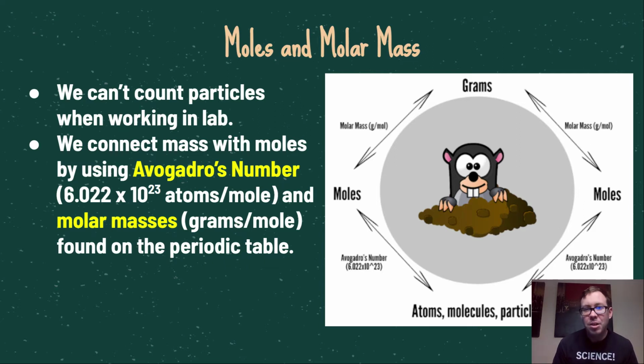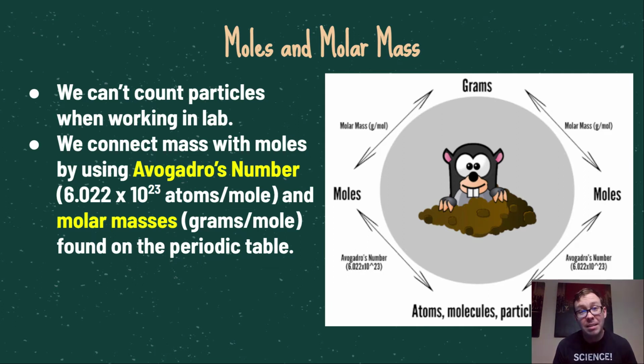So if you take a look at the image here on the right, this is the mole wheel, and this mole wheel really helps to break down how we fundamentally convert between grams, moles, and atoms. In order to convert atoms, molecules, and particles on the bottom to moles on the left or right side, we have to use Avogadro's number. If we want to go from atoms, molecules, or particles to grams, we cannot do that with a direct conversion. We need to convert that to moles first and then convert moles to grams.